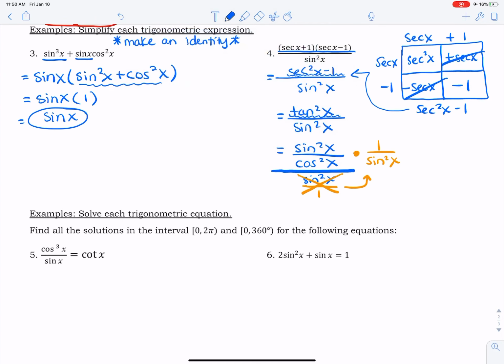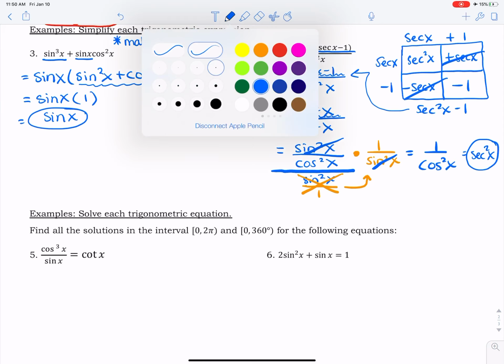When we are solving these and multiplying, you can cross simplify sine squared x and sine squared x. So this ends up being 1 over cosine squared x. Okay, 1 over cosine x is secant, so 1 over cosine squared x is secant squared. And that's your answer. Whew. We're going to practice it, of course, but you're going to get so good at it. It's going to be amazing.